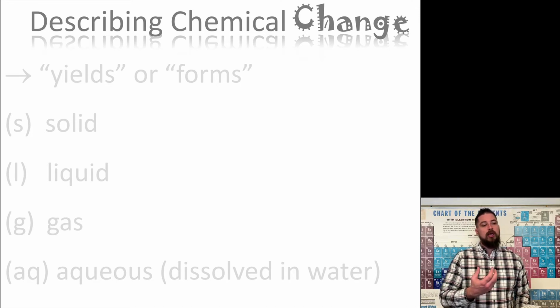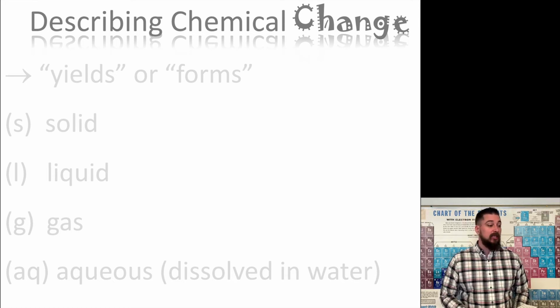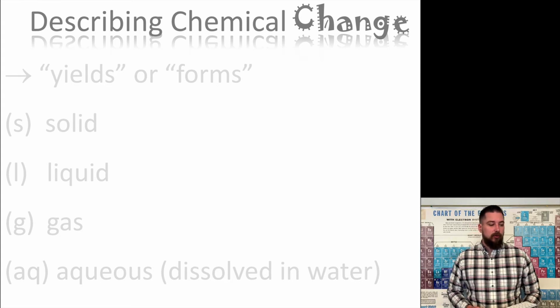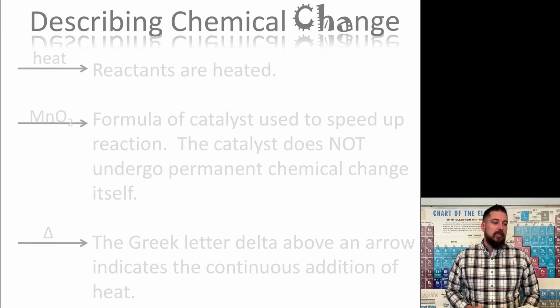Then we have s, l, g, and aq, which stands for solid, liquid, gas, and aqueous. If you see that after a compound, a formula, that tells you what state of matter it's in. And aqueous means that it's dissolved in water. And then here's a couple other things.